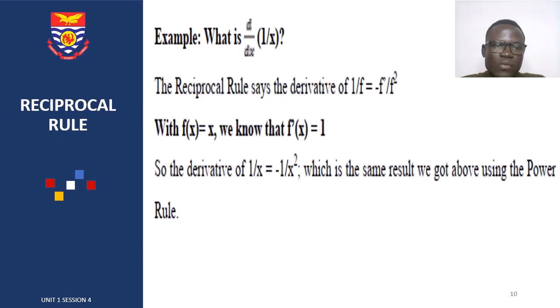So we can also look at the reciprocal rule. What is the derivative of 1 over x? This rule is saying that the derivative of 1 over f is equal to negative the derivative of the function f divided by f squared. So with f of x equal to x, we know that the derivative of f of x is always going to give us what? 1. So the derivative of 1 over x will give us minus 1 over x squared, which is the same result we got above using the power rule.